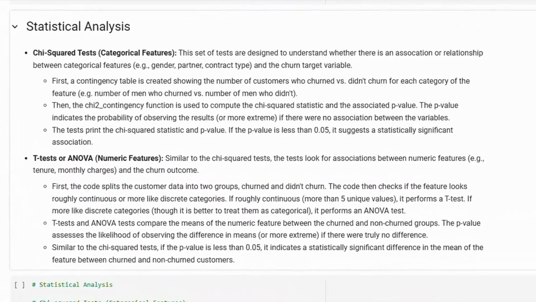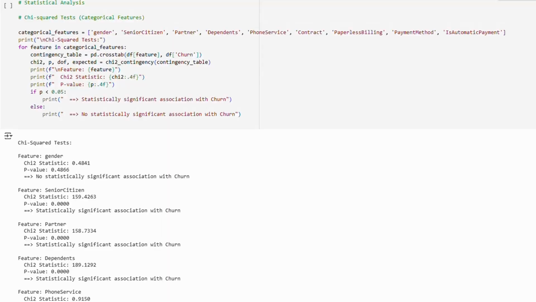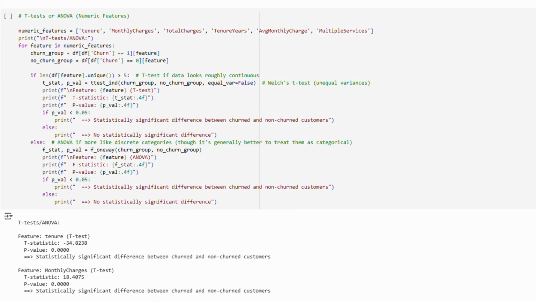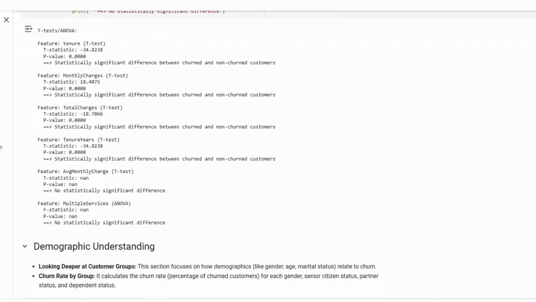To see if churn is statistically linked to different factors, we performed chi-squared tests on categorical variables and t-tests/ANOVA on numeric ones. Significant factors: senior citizen status, having a partner, dependents, contract type, paperless billing, payment method, and using automatic payments all show strong correlations with churn. Not significant: gender and phone service had no meaningful impact on churn. For numeric variables, tenure, monthly charges, and total charges were all statistically different between churned and non-churned customers, confirming that shorter tenure and higher monthly charges correlate with churn.